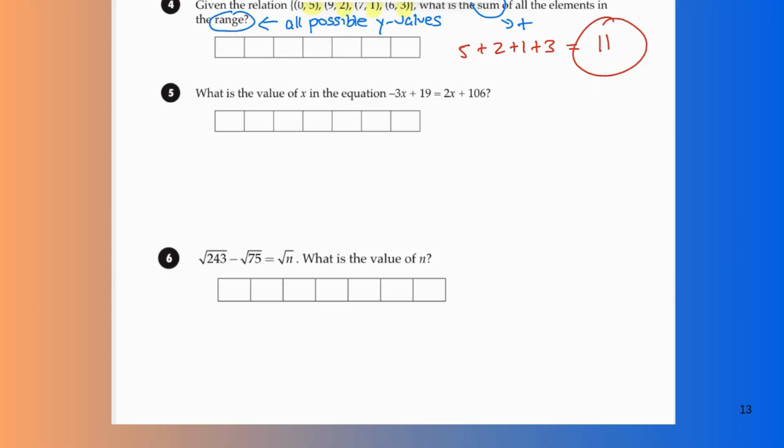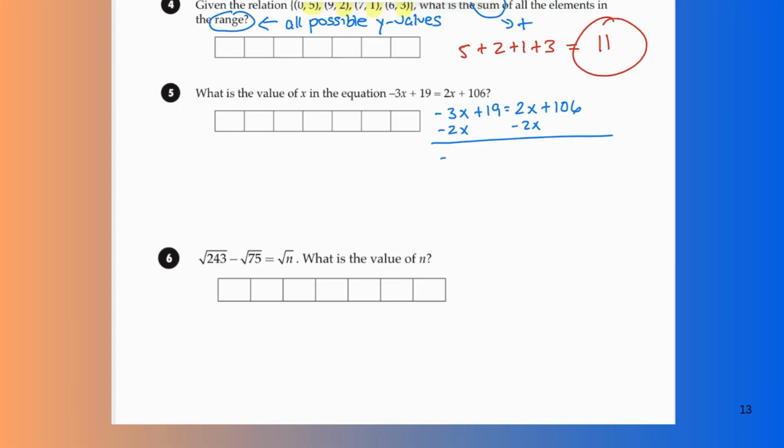Number 5, what is the value of x in the equation? I'm going to rewrite the equation just to give me some space to work with. So as we've said previously, when you have equations that have variables on both sides, we should start by getting the variable to one side first. So I can do that by either adding 3x to both sides or subtracting 2x from both sides. I'm going to subtract 2x from both sides, but either way, you'll get the same answer.